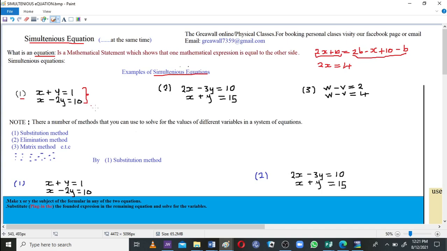Okay, so we have examples of simultaneous equations. We have the first one there, the second one there, and the third one there. So these are just a few of the systems of equations that you can solve at the same time. There are various methods that you can use to solve for the values of the variables in your simultaneous equations. In this video we are just going to discuss three methods: substitution method, elimination method, and matrix method.